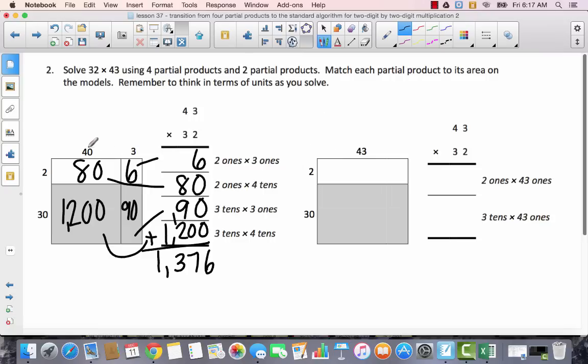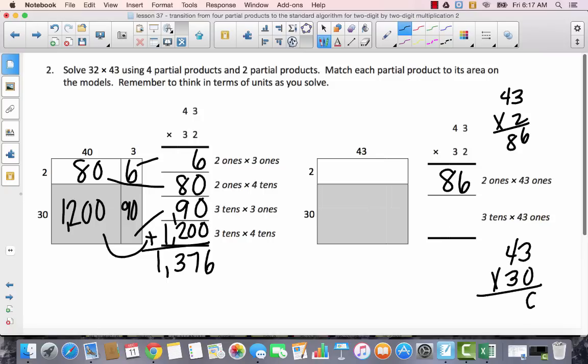The only difference is we did not separate 43. We kept 43 together. So now we're going to do 43 times 2. Okay, so you could come over here and you could rewrite that. 43 times 2. 3 times 2 is 6. 4 times 2 is 8. So that is 86. And then we're going to do 43 times 30. Same thing as 43 times 3, but I'm going to add a 0. So 3 times 3 is 9, and 4 times 3 is 12. I get 1,290, and I'm going to add that together.